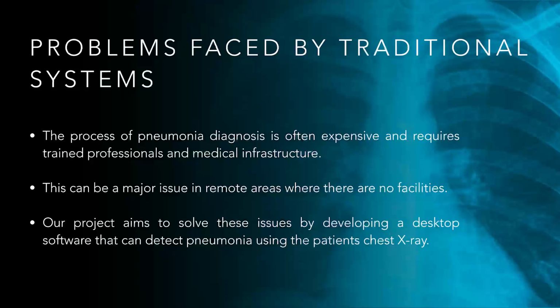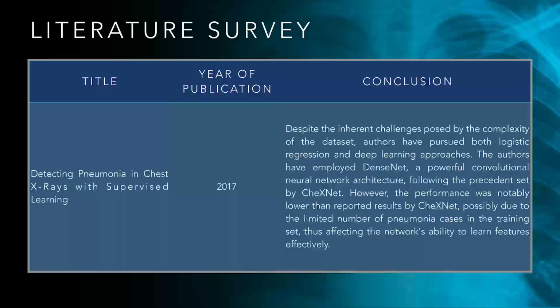Our project aims to address these issues by developing a desktop software solution that can detect pneumonia using chest X-rays. By leveraging the power of CNN ResNet 50 algorithm, our software can analyze X-ray images with high accuracy, providing a reliable and efficient diagnostic tool. This is the literature survey of our project, which contains all the research papers that we have referred to.